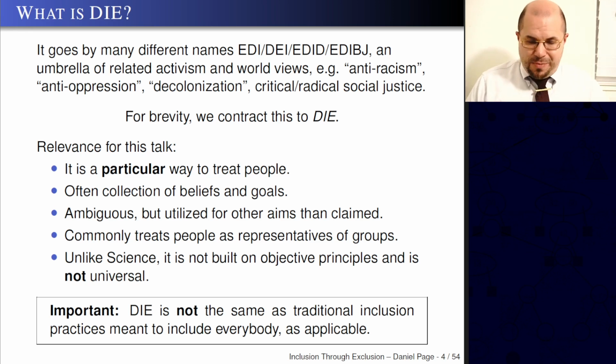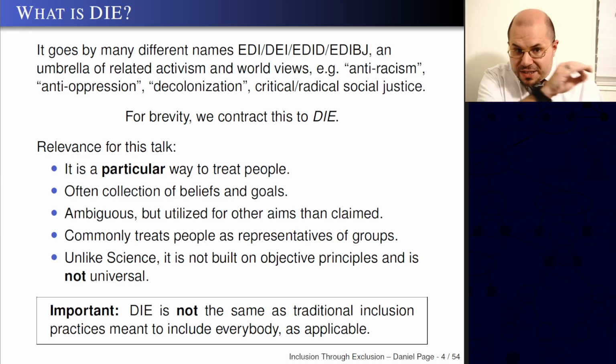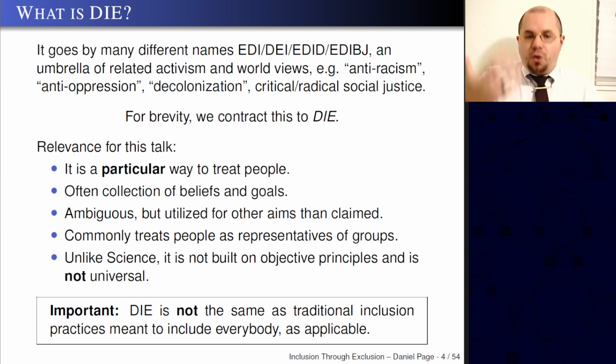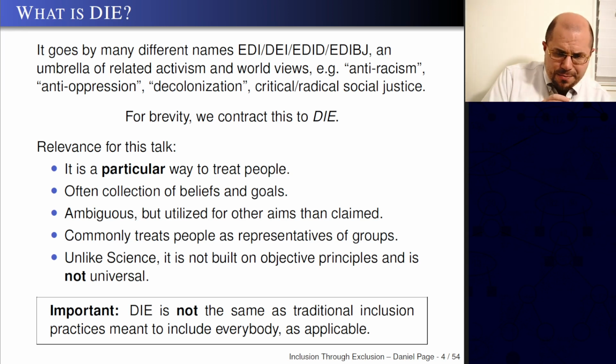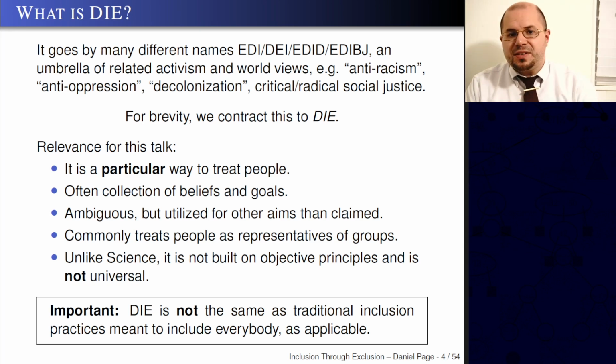So for the relevance of this talk, based on what I've just told you, it's a particular way to treat people. It's not just any arbitrary way. When you hear the word diversity, people like to hear about that. But ultimately, those who practice what some people call praxis with a lot of these things actually do something very specific. It's a particular method, a procedure, a particular way of performing these actions. These are often a collection of beliefs and goals, as I'm going to show you in a moment. It's ambiguous and often uses simplified language, but it's often utilized for the sake of these ambiguities. It's often used for other aims.